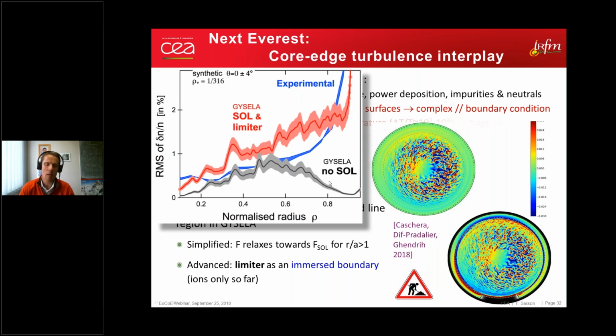We have made several attempts by varying the gradients, by varying several other equilibrium parameters, and it did not cure the problem. So definitely the scrape-off layer revealed to be the critical issue, and I do not detail here the physics, but we managed to understand what's going on in this region.